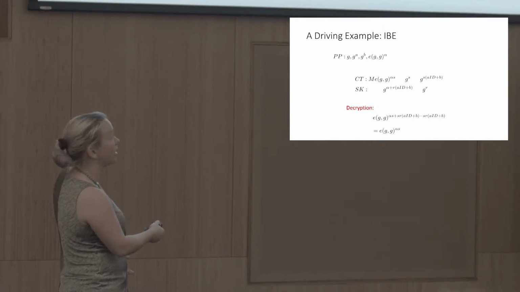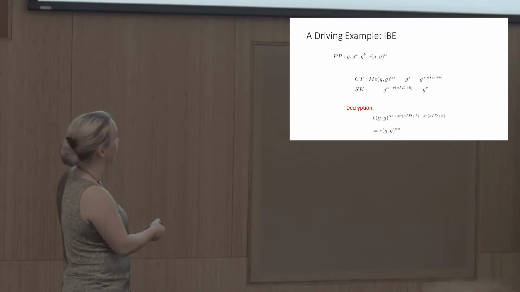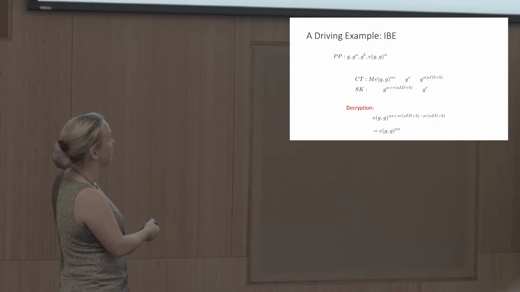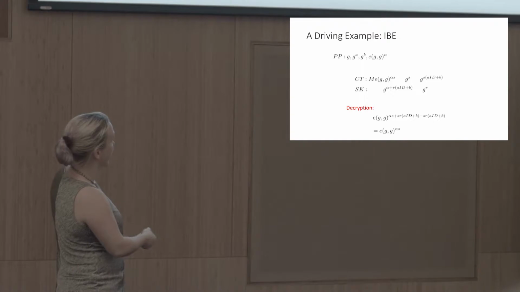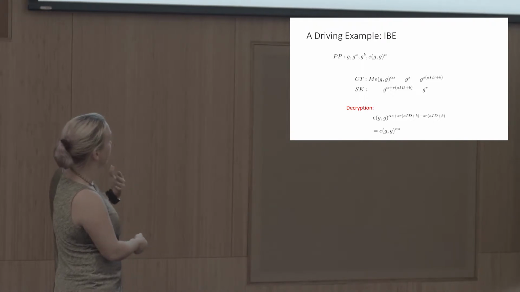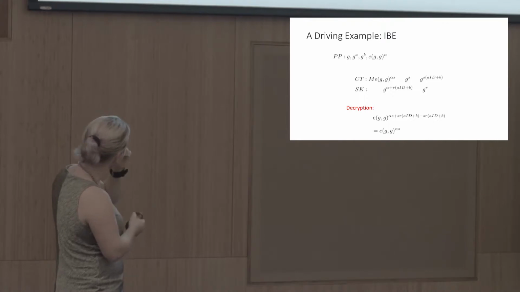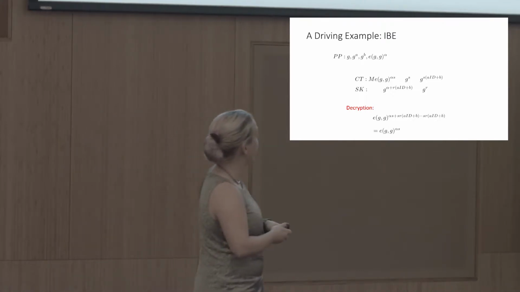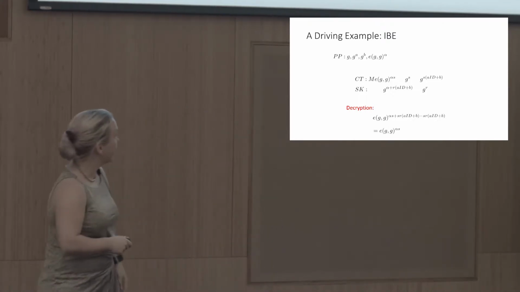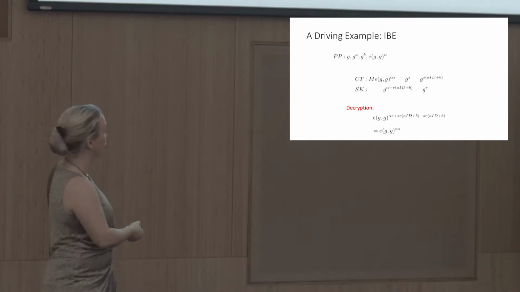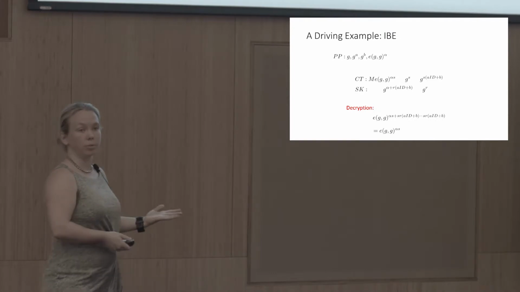And now, if the identity that it was encrypted to matches that same ID, then you can get rid of this extra stuff that came along by doing this pairing of this g to the r in your key with this additional ciphertext term, and these guys are going to perfectly cancel out, and you're going to get this blinding factor that you need to reveal the message. And the idea here is that if your identity doesn't match, then you'll have something different here that won't cancel out, and you won't be able to decrypt.